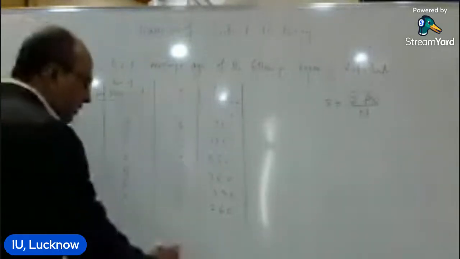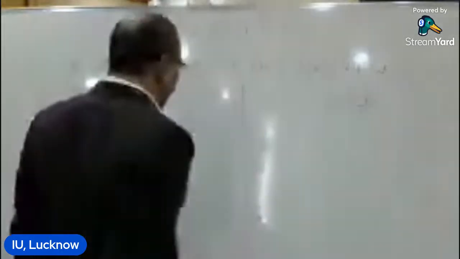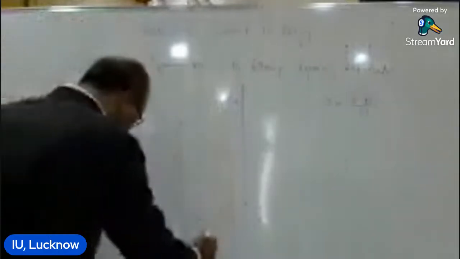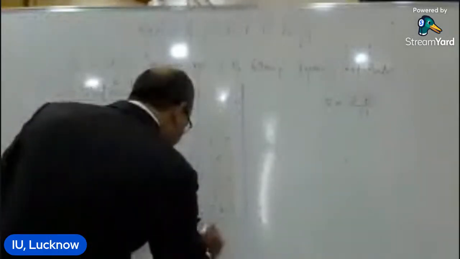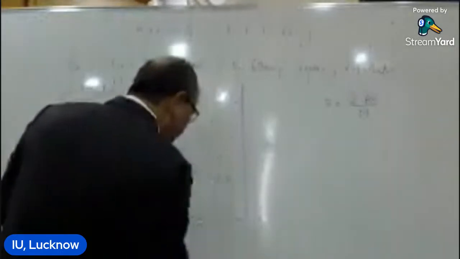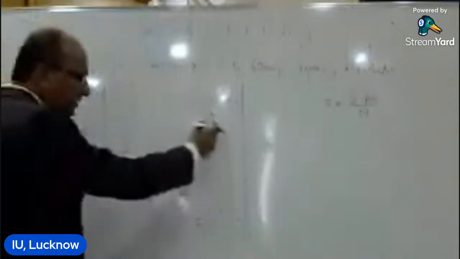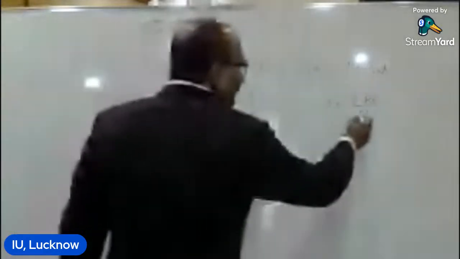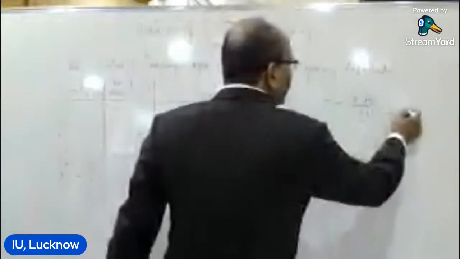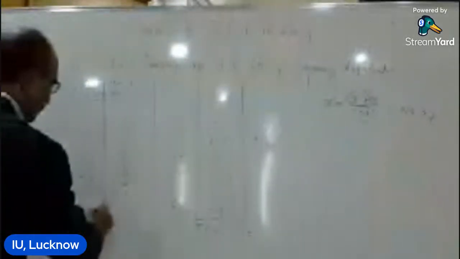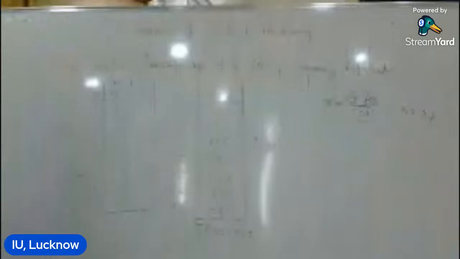Now we want summation fx. Summation fx is the sum of these fx, and if you sum these, 75 plus 175 like this, it will be 1550. And here we have n. N is nothing but the summation of frequency, the total frequency. So here the total frequency is this. Just add up all these frequencies, and this will be 40.